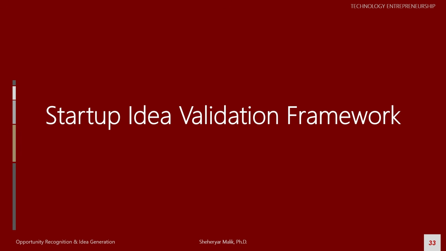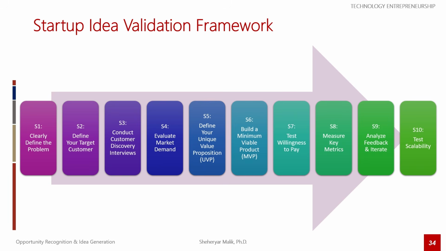So let's talk about the startup idea validation framework, how we are going to validate our startup idea. This is a step-based idea validation framework, which you can see and use to validate your ideas. This startup idea validation framework consists of 10 steps. The first step is you have to clearly define the problem. What sort of problems you're working on, you have to define that. Then you're going to define your target customers. After defining the customers, you're going to conduct customer discovery interviews in step 3.